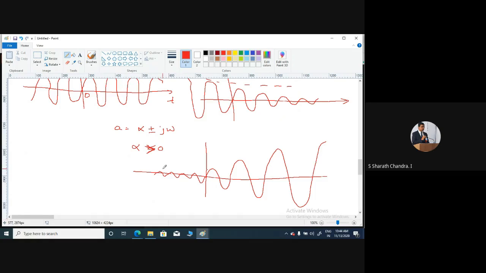This will be the shape of a discrete time complex exponential sequence for various values of small a: when a is equal to 0, when a is purely real, or when a is purely imaginary. For the value of mod a equal to 1, the real and imaginary parts.